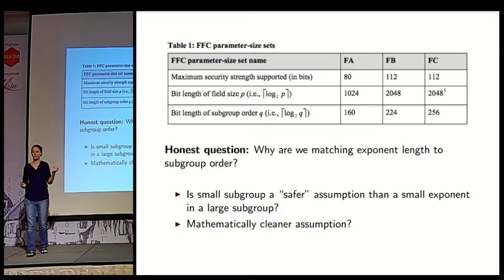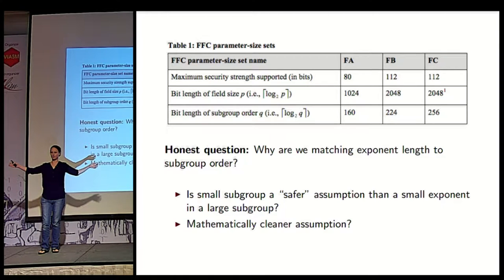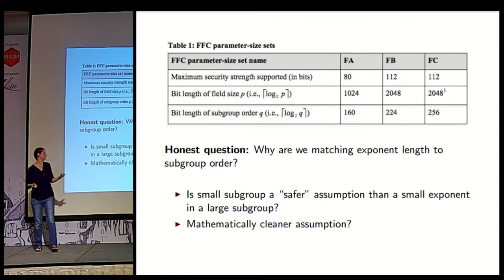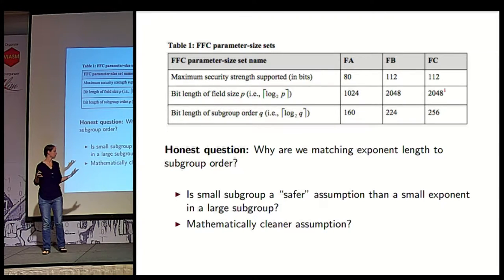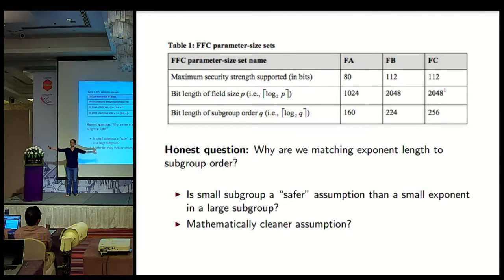So I have a question. I've been trying to figure out why this is the recommendation. Why not just use a short exponent mod a safe prime? I've gotten various answers. Some people seem to think that a small subgroup is a safer assumption than a small exponent mod a safe prime. It's certainly a more mathematically beautiful assumption to say we have this generic group structure. But I don't actually know why that recommendation is in place, and nobody's been able to give me a good answer. But people in this room maybe know a good answer, so let me know if you know how this came about.